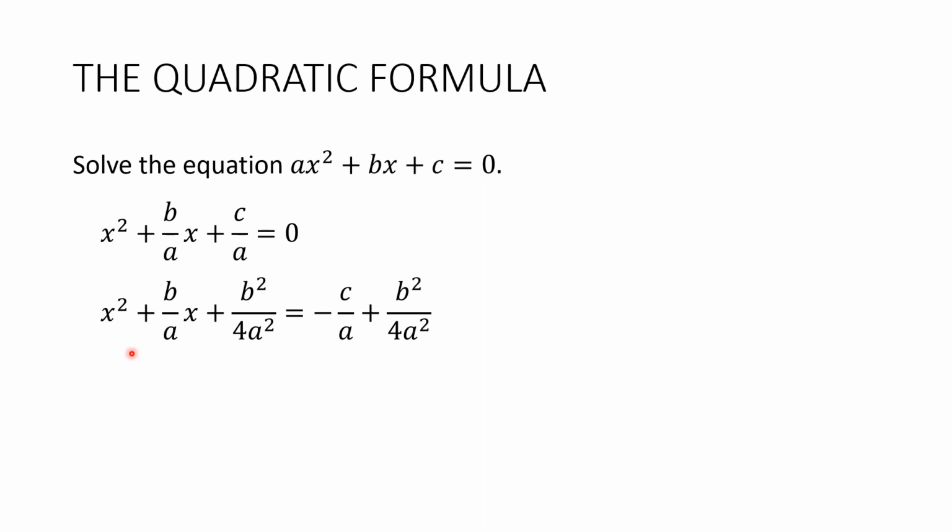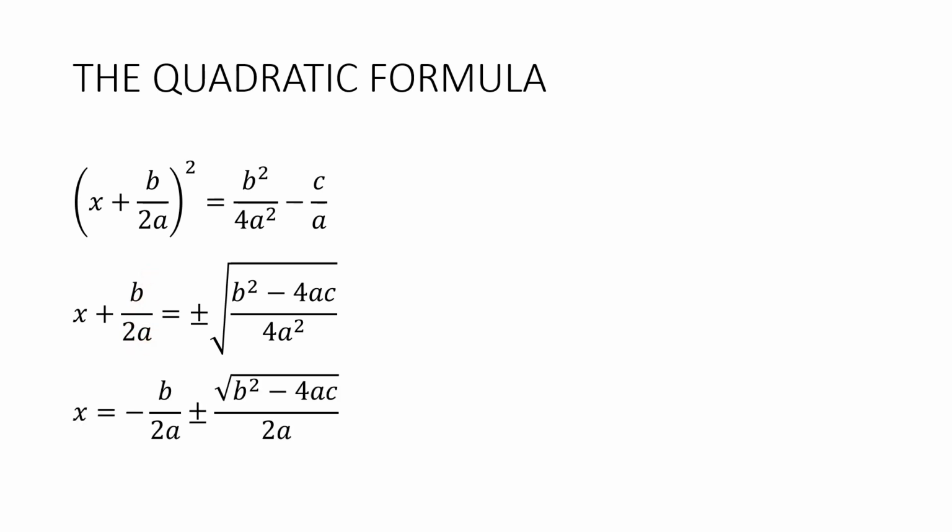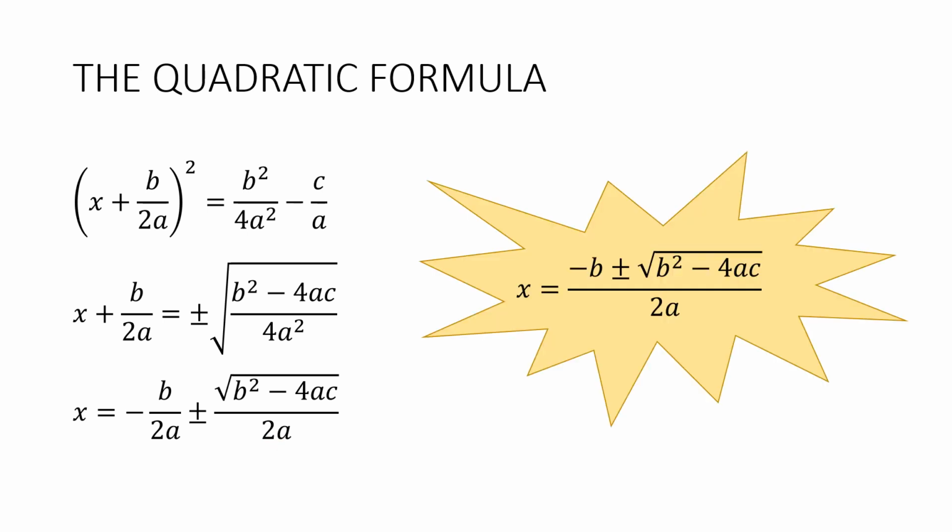Now let's complete the square. So this is, remember it's going to be half of this, x plus b on 2a all squared. And all I've done here is turn this around. Right, square root both sides, don't forget the plus minus. And then finally take this over the other side. And if I just tidy that up and make a common denominator, we have the quadratic formula, which is this.